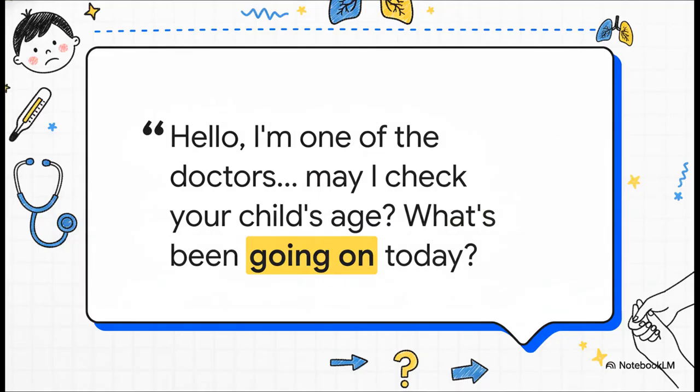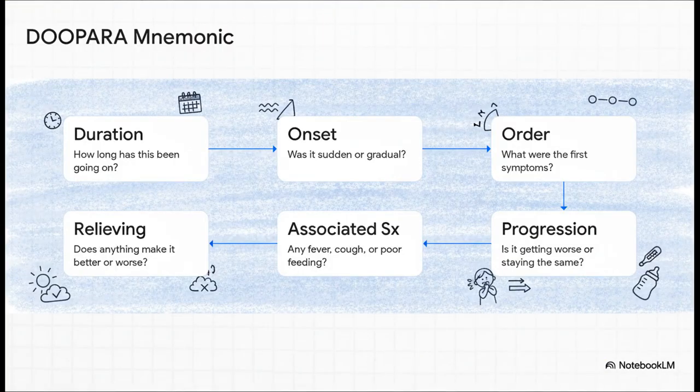Your opening doesn't need to be fancy. In fact, simple is best. Just introduce yourself clearly, check the child's details to make sure you've got the right person, and then hit them with a really open question. Something like, "What's been going on?" This is so important because it lets the parent tell you the story from their perspective. That's patient-centered care 101.